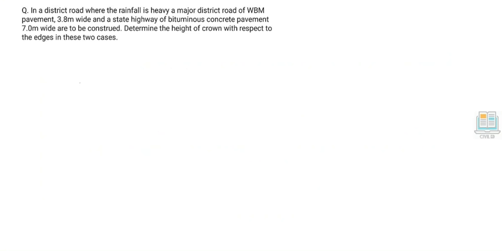So in this question, in a district road where the rainfall is heavy, a major district road of water bound macadam pavement 3.8 meter wide and a state highway of bituminous concrete pavement 7.0 meters wide are to be constructed. Determine the height of crown with respect to the edges in these two cases.